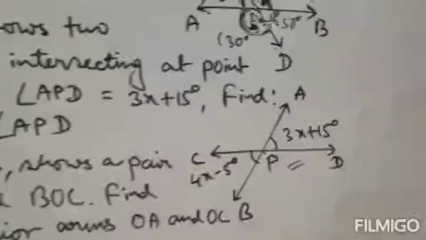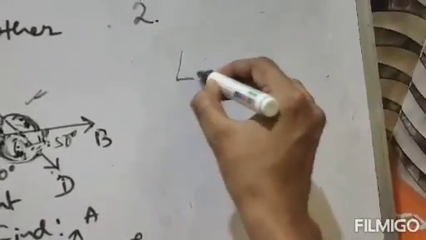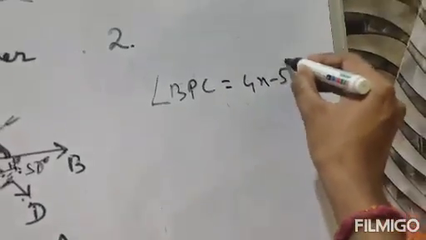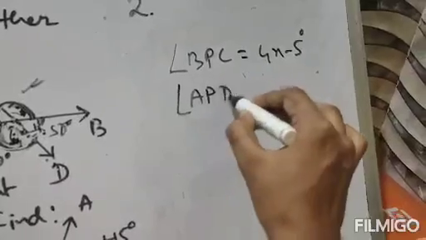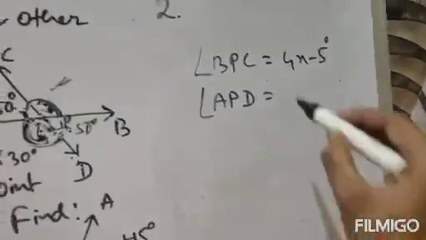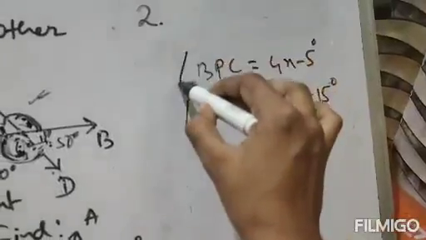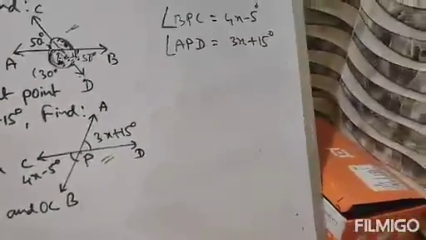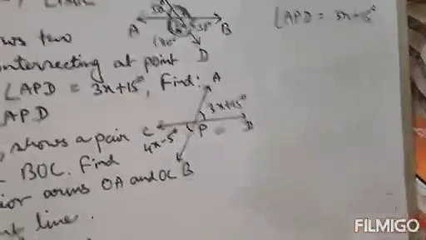So just write what is given in the question. First, angle BPC is given as 4x minus 5 degrees, and angle APD is given as 3x plus 15 degrees. Angle BPC equals 4x minus 5 degrees, angle APD equals 3x plus 15 degrees. Clear? Now we have to find the value of x.